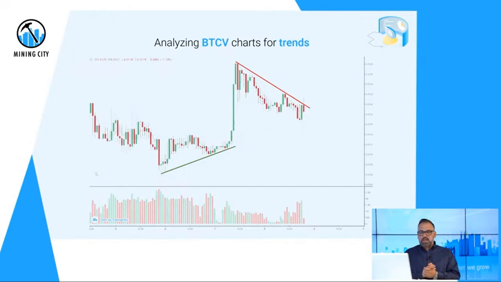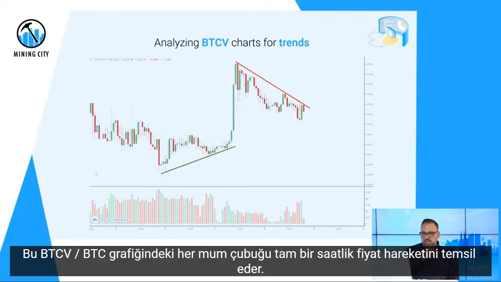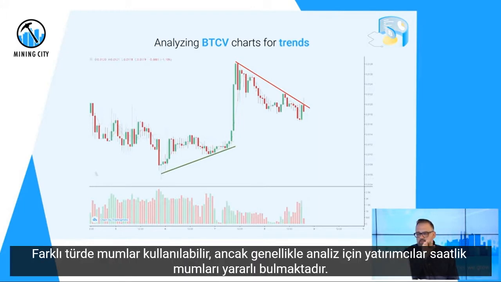So let's take a closer look at the chart from the 5th of September to the 8th of September 2020 and understand the price movements of Bitcoin Vault against Bitcoin. Each candlestick in this Bitcoin Vault and Bitcoin chart represents a full hour in price movement. You see, different candles can be used, but generally for analytical purposes, traders find that hourly candles are very useful.